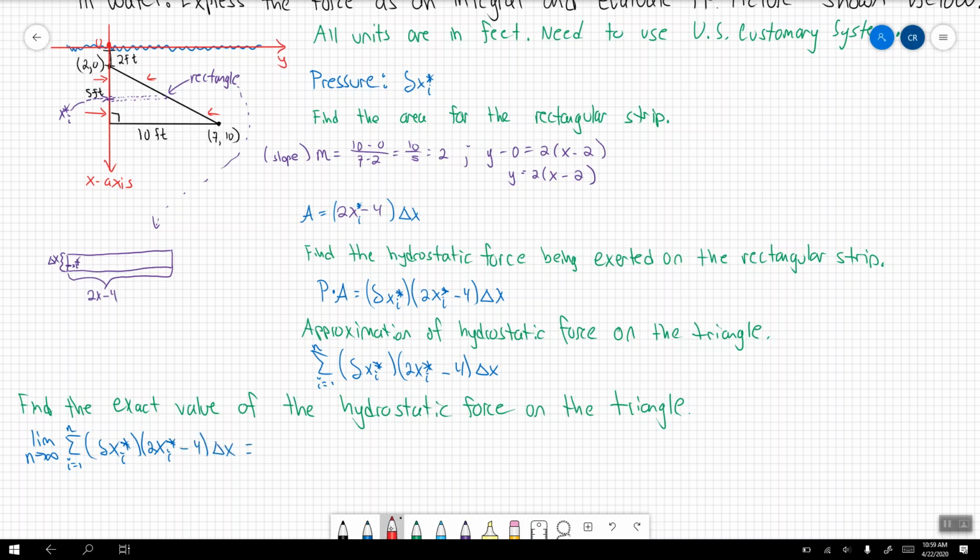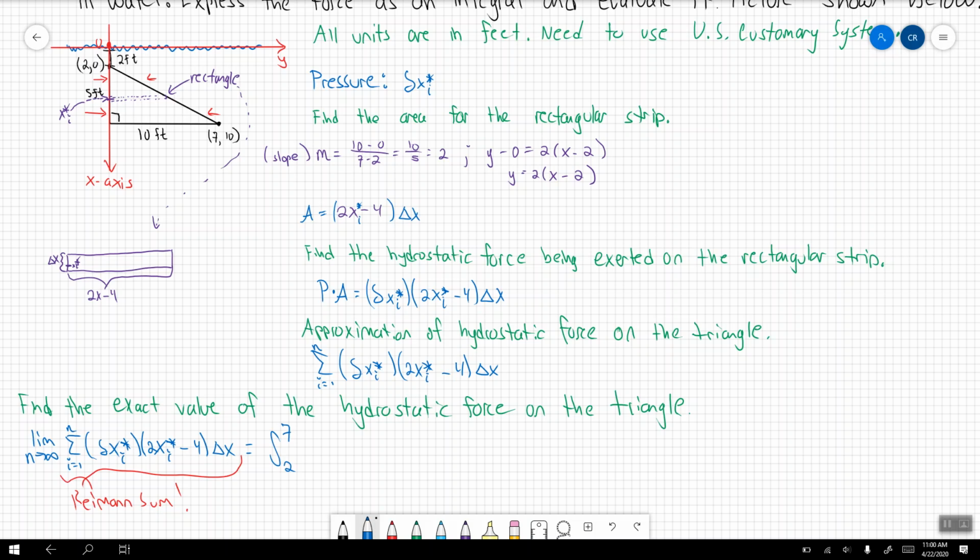But lo and behold, this piece right here, that's just your Riemann sum. Riemann sum, according to Calc 1, has a definition that says that we can go ahead and write this Riemann sum as an integral. We just have to figure out what are the bounds. Well, the bounds were only being subdivided for the triangle that was being submerged. And the triangle was being submerged between 2 feet and 7 feet here. All right, so we're going to go through that. So from 2 to 7, we're doing this integration.